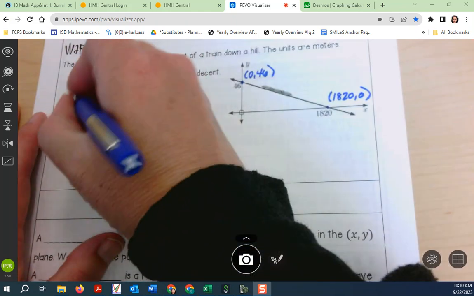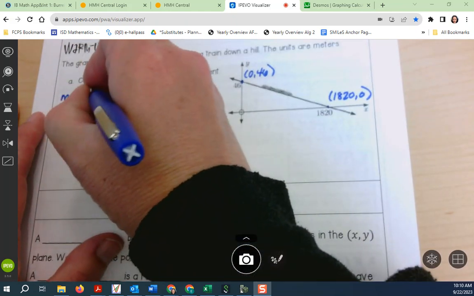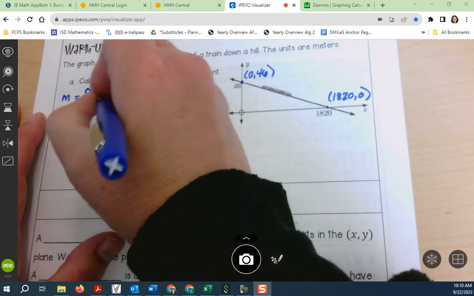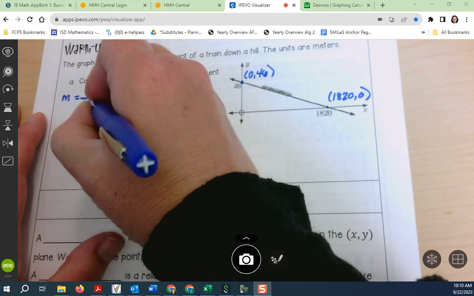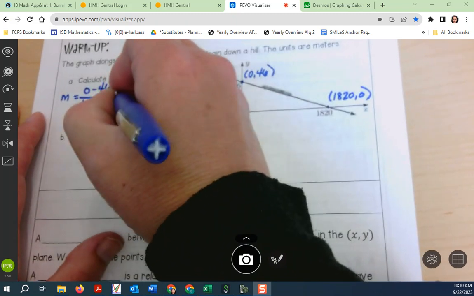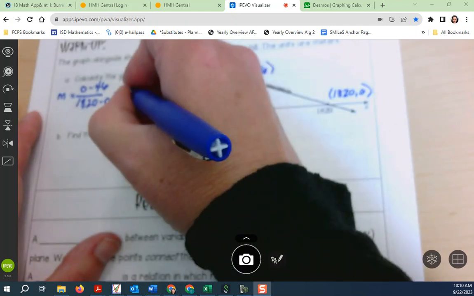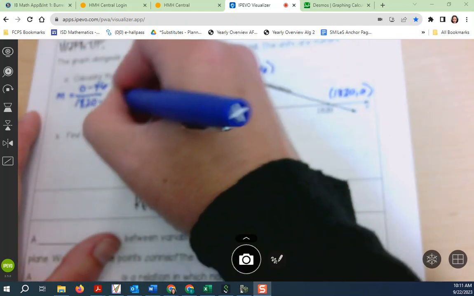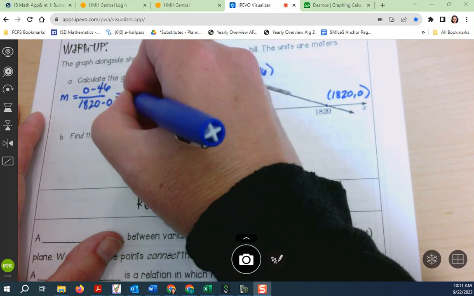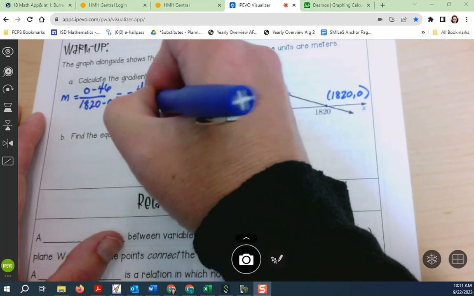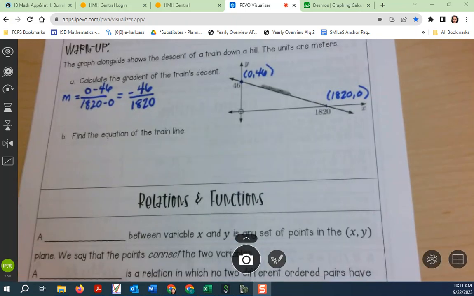Okay, so 0 minus 46 over 1,820 minus 0. And I'm going to get a negative number. That's negative over positive, 46 over 1,820. And then I want to simplify that fraction. You can do that on your calculator. You can divide it and do math frac.